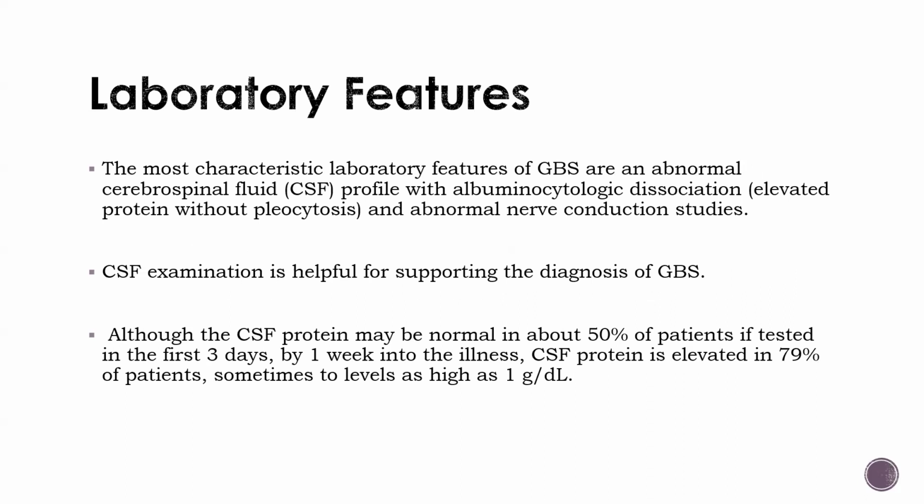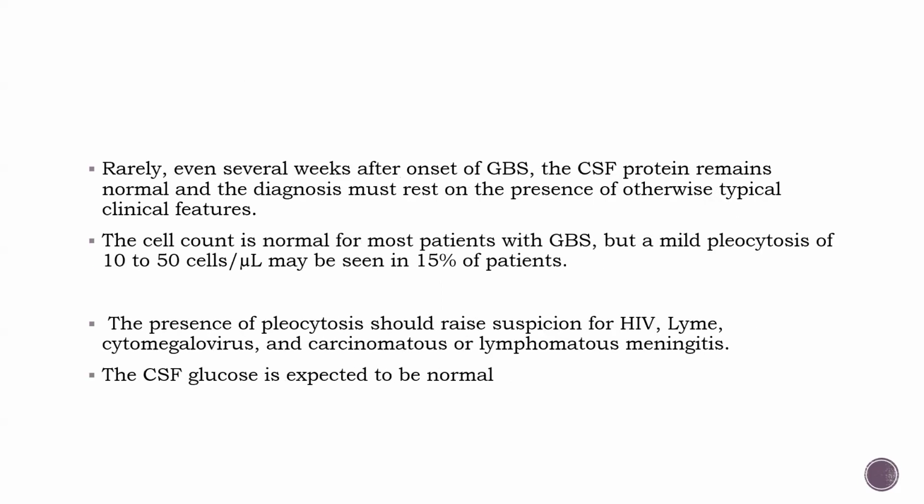Now, regarding lab features, the most characteristic lab features of GBS are an abnormal CSF profile with albuminocytological dissociation, which is characterized by elevated protein without leukocytosis, and abnormal nerve conduction studies. CSF examination is helpful for supporting the diagnosis of GBS. Although the CSF protein may be normal in about 50% if tested in the first 3 days, by 1 week into illness, CSF protein is elevated in 79% of patients, sometimes to levels as high as 1 gram per day.